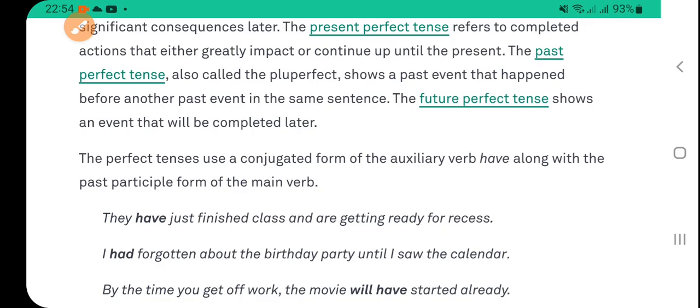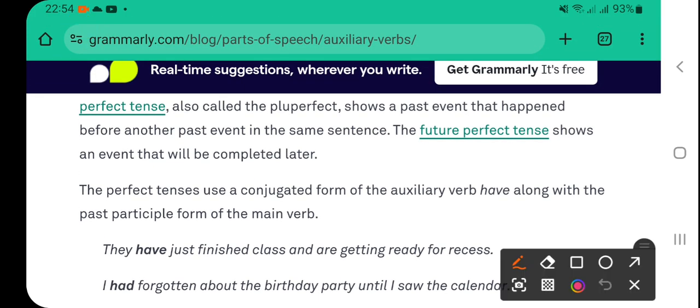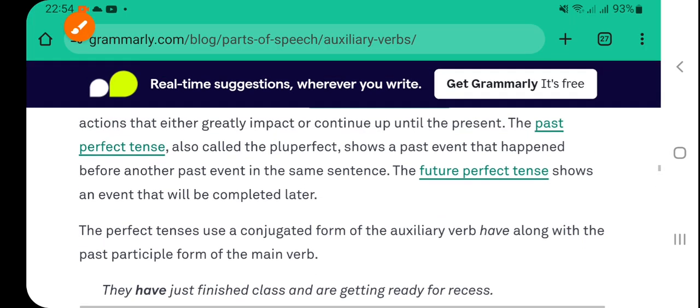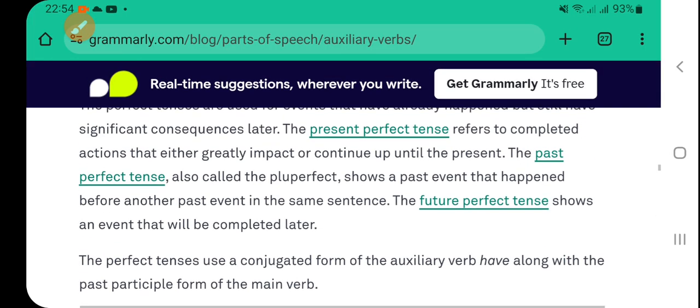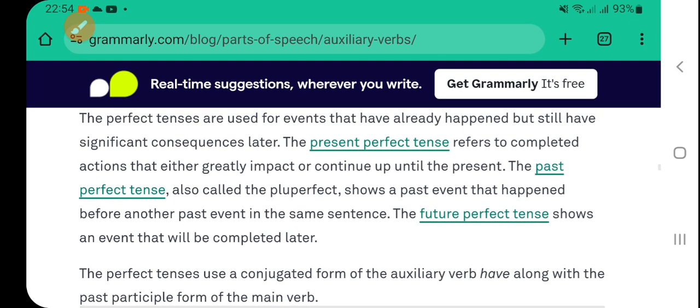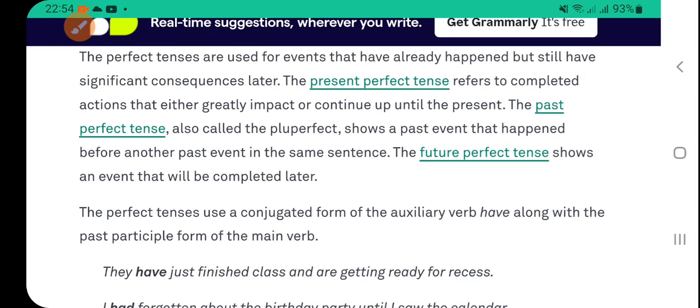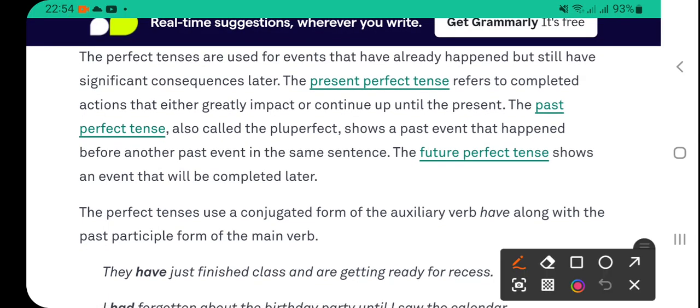The future perfect tense shows an event that will be completed. So that's very important information for perfect tense, right? Present perfect tense refers to completed action that either greatly impacts or continues up to the present. Means the past which touches the present is called present perfect.